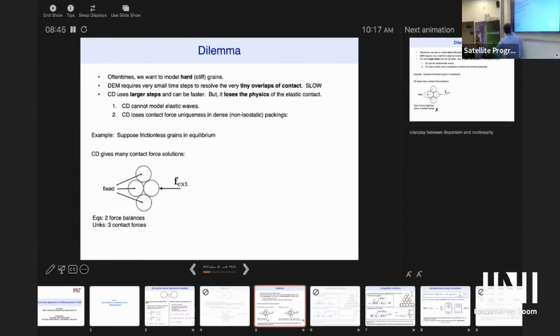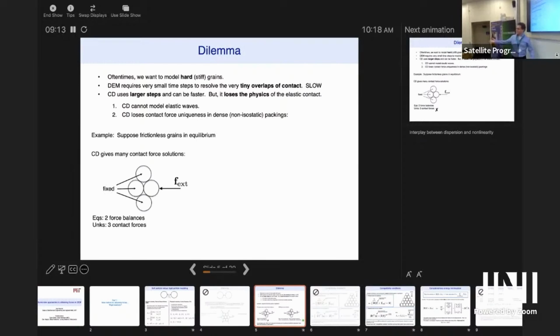How many equations and how many unknowns do I have? I know that I'm in contact with everything, so I don't have to worry about the complementarity condition. The gaps are 0 and I have positive force. The question is, what is the force? Well, this is my only free particle, and it's got 2 directions of force balance. So I've got 2 equations. But I've got 1, 2, 3 unknowns. So what are the forces? The correct answer: I don't know.